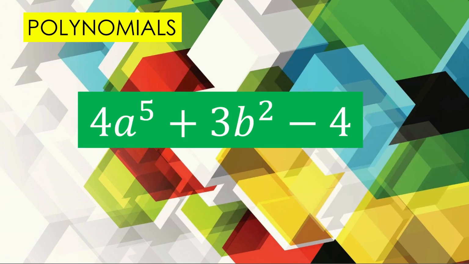4a raised to 5 plus 3b squared minus 4. What are the variables and its exponent? Correct. The variable is a and its exponent is 5. We also have variable b and its exponent is 2.